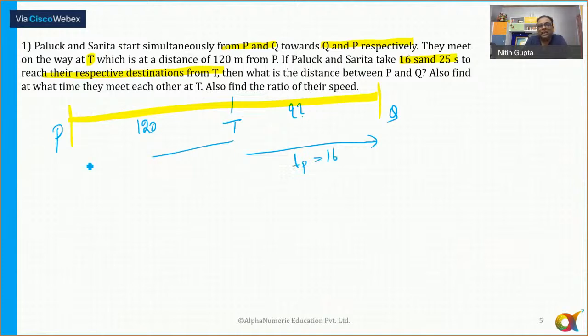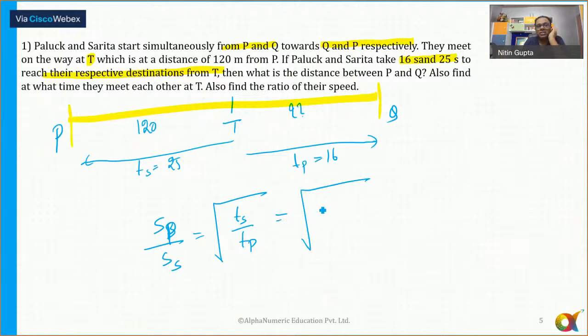And time taken by Sarita is given as how much? Which is 25 seconds. So first of all, I can find out the speed of Palak upon speed of Sarita. Speed of Palak upon speed of Sarita is equal to time taken by Sarita upon time taken by Palak. So that will be 25 by 16, which is equal to 5 by 4. So now we know that the ratio of their speed is 5:4.